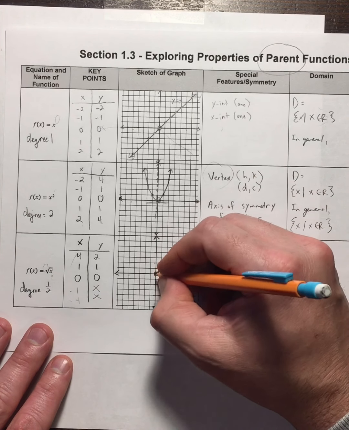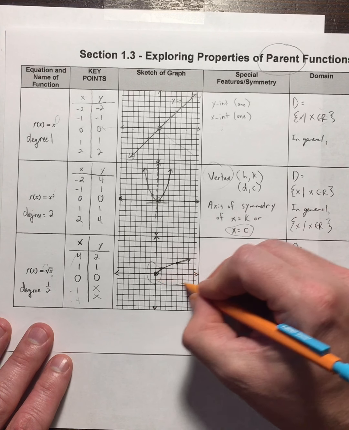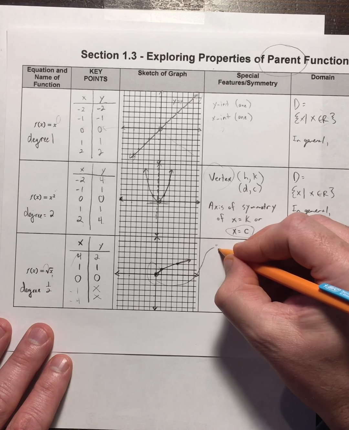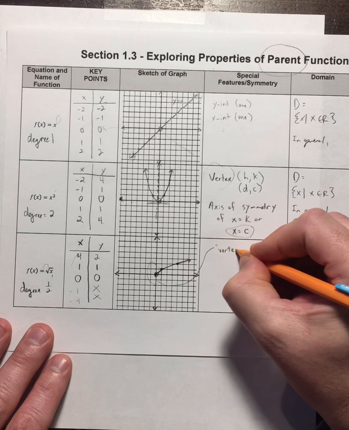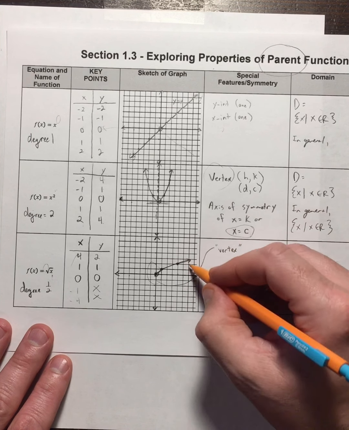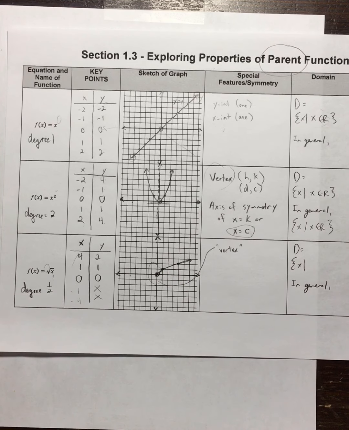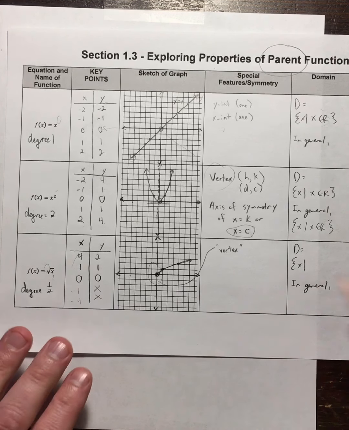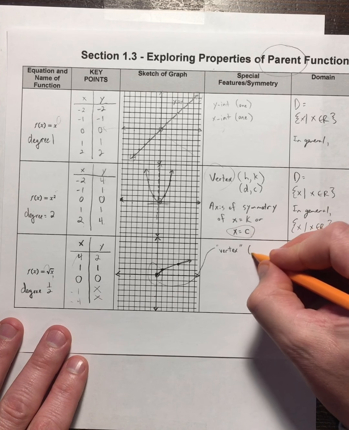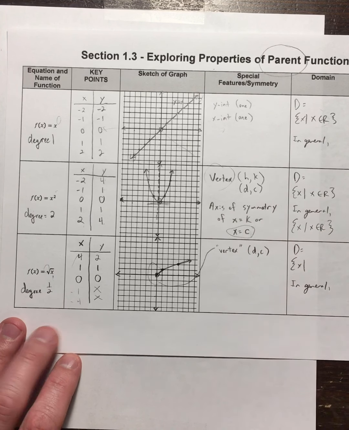Now they sort of have a vertex, or like an ending point, if you will. Rather than turning around like a vertex does, it's not really a vertex, but it is a very, very key point. And that vertex, strangely enough, is also D, C.